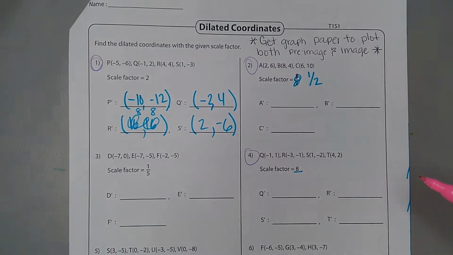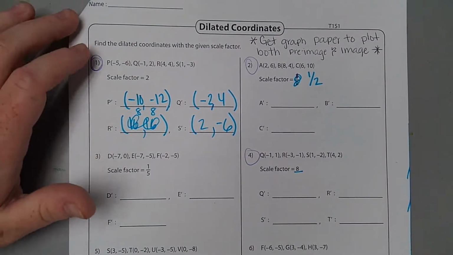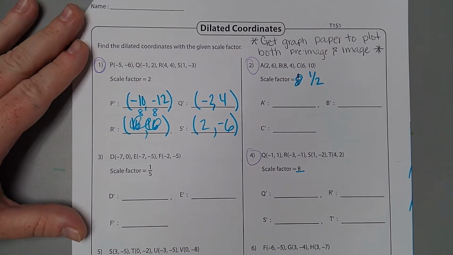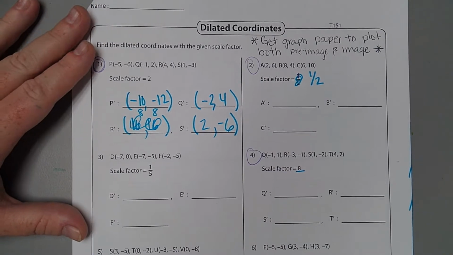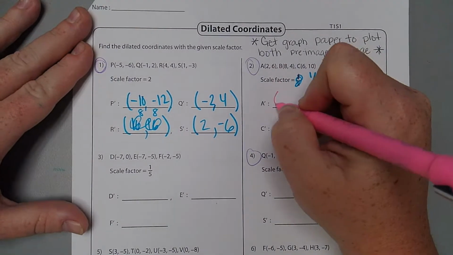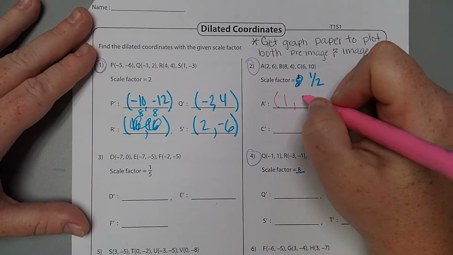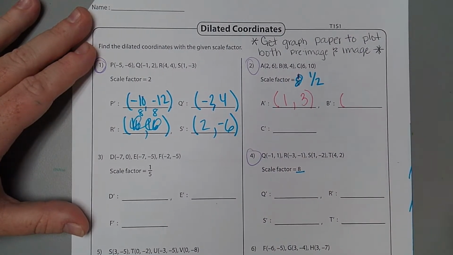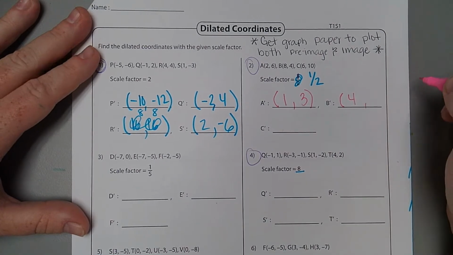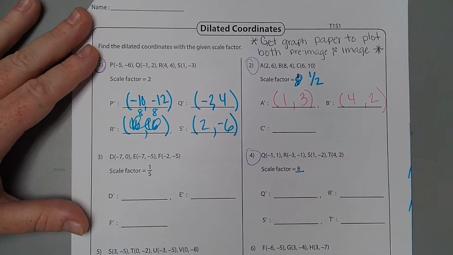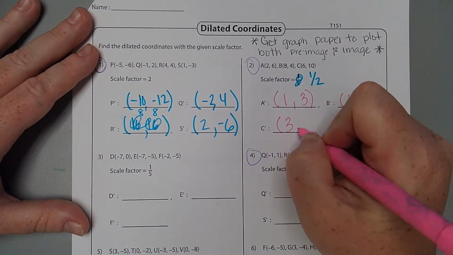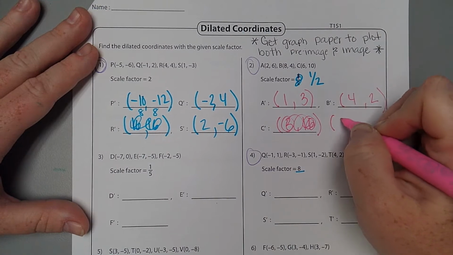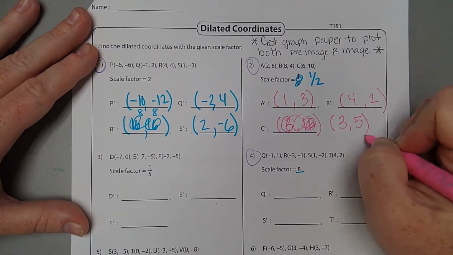Number 2, remember we changed our scale factor, so if you did not change it, you need to change it to 1/2. So if we're doing half of a number, half of 2 is 1, half of 6 is 3. B, half of 8 is 4, half of 4 is 2. For C, half of 6 is 3, half of 6 is 3, and half of 10 is 5.